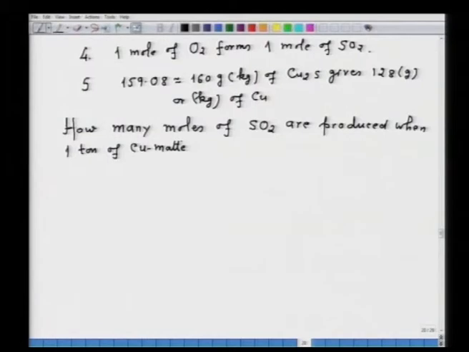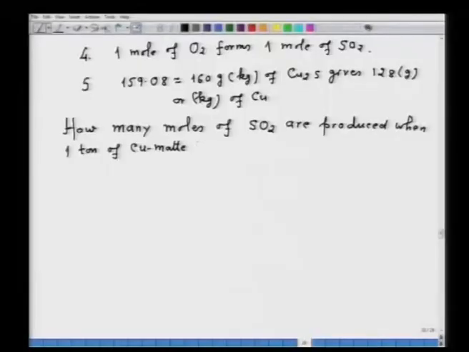In fact, copper matte is a liquid solution of sulphide, that is, it contains Cu2S plus FeS. That is what the matte is. 1 ton of copper matte containing 60% Cu2S and the rest, 40% FeS. So, that is what we have to find out: how many moles of SO2 are produced.